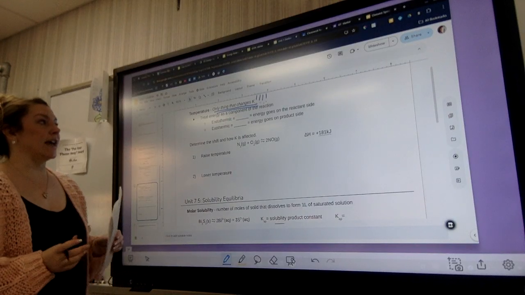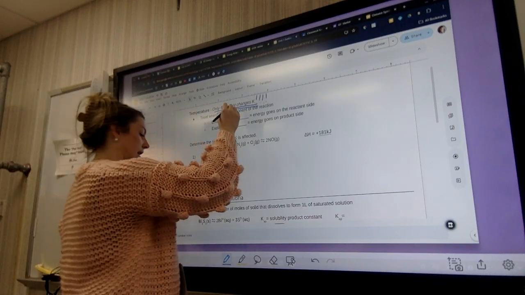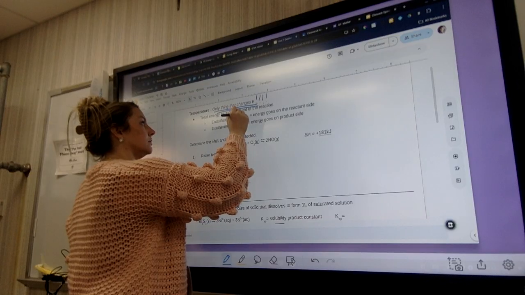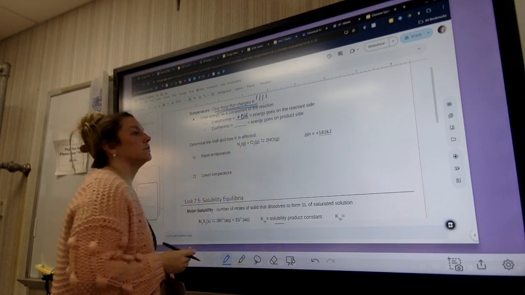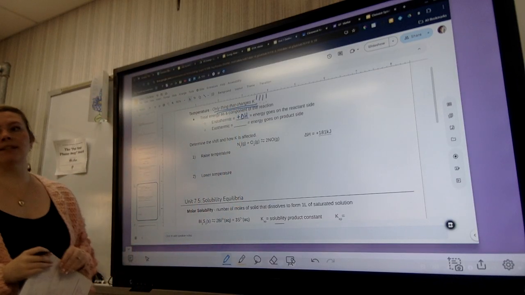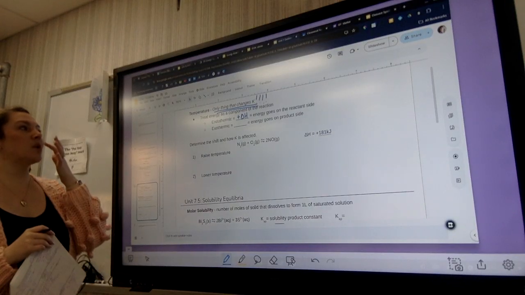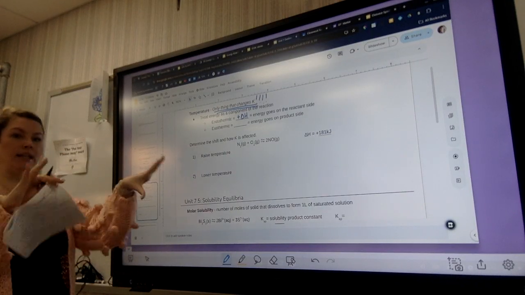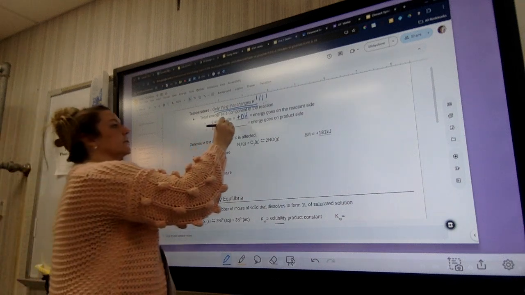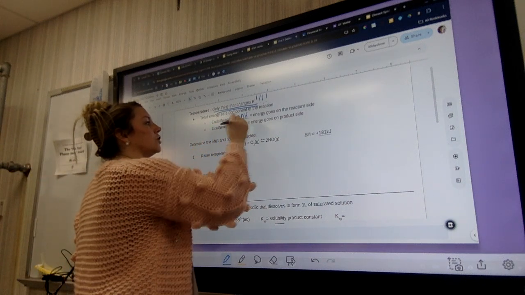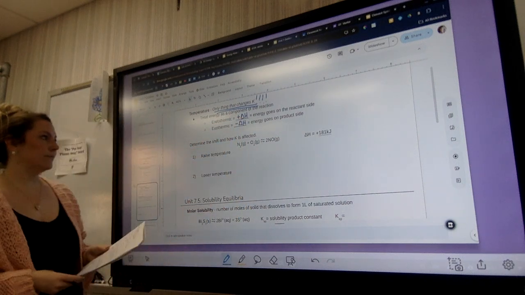Okay? So, endothermic is positive enthalpy, the energy goes on the reactant side because it needs energy in order for the reaction to go. Exothermic, exit, heat is a product, so it is negative delta H, and it goes on the product side.